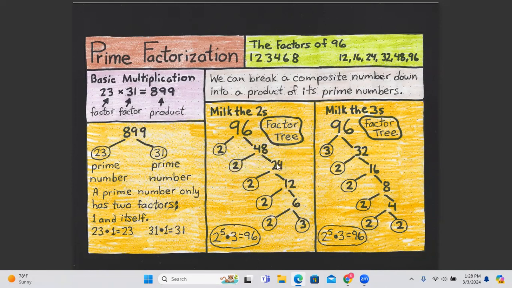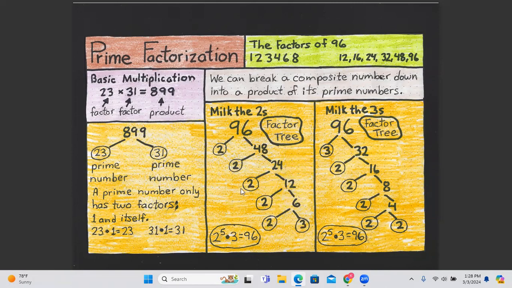All right, 24 is a composite number in which we can milk out a 2, and 2 times 12 will give us 24. And we could just keep going down the list because we know that 12 is a composite number in which we can milk out a 2. And so we know that 2 times 6 will give us 12. Likewise, 6 is composite, and its prime factors are 2 and 3.